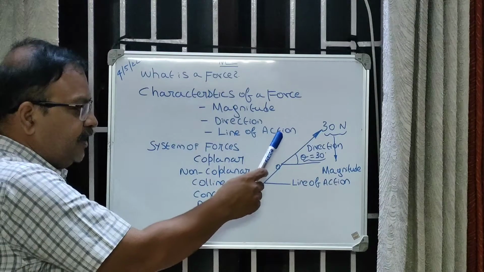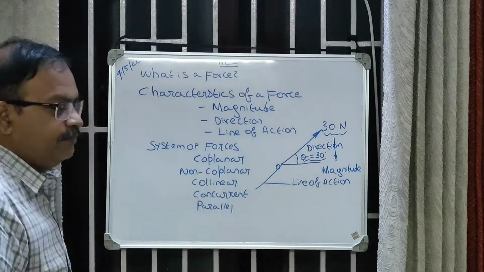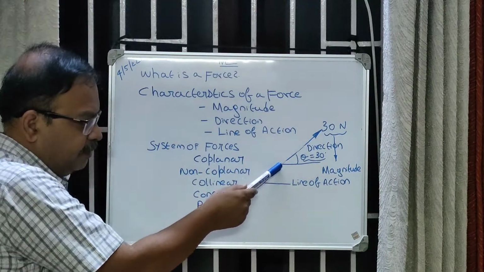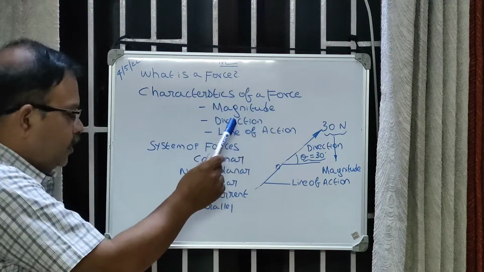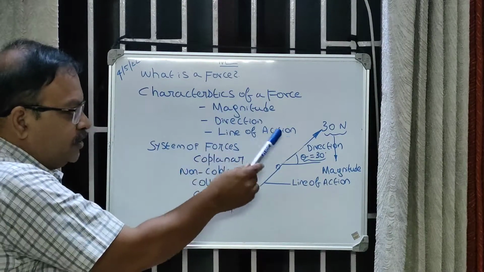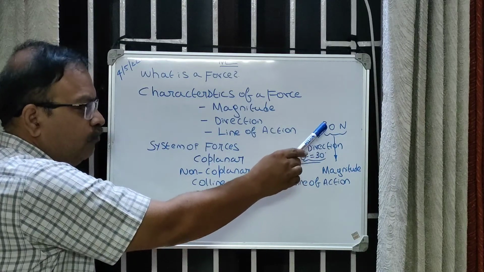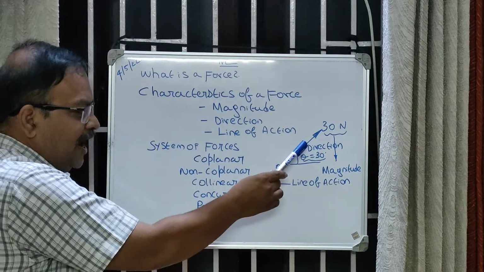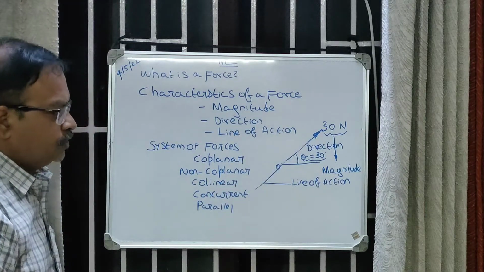Geometric representation of a force. Geometric representation of how a force is applied. That is called as line of action. Here, this represents the line of action of the force. So the characteristics of a force can be represented by three terms. One is magnitude, which is nothing but the quantity that is used to represent the force. Direction is the angle with which the force acts. A line of action is nothing but the geometric representation of the force.